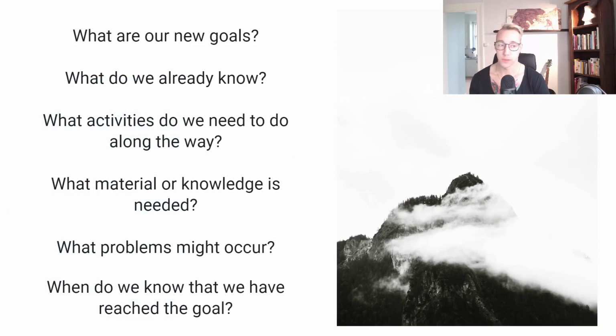Before we learn something new, however, we do need to consider some essential questions. What are our new goals? We might already know quite a lot about this. What kind of activities are we going to do? And what kind of material and knowledge do I need to have to be able to achieve this goal? What eventual problems might occur, and how do I know that I've actually reached the goal itself? I'm now going to try to address these questions by looking at some of the learning goals and the schedule and so on.